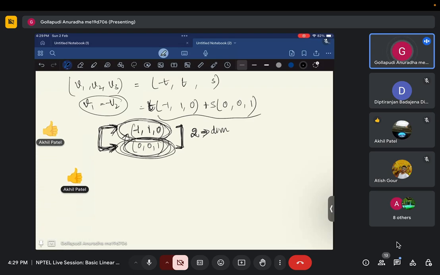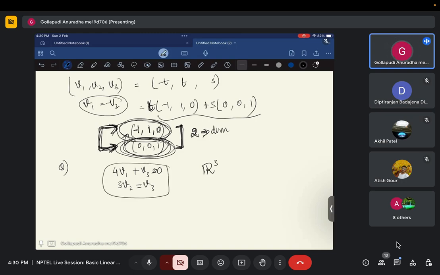So let's get back to the question which we were doing before. For the set of vectors in R3 space, tell me whether the vectors having this constraint will form a vector space or not.